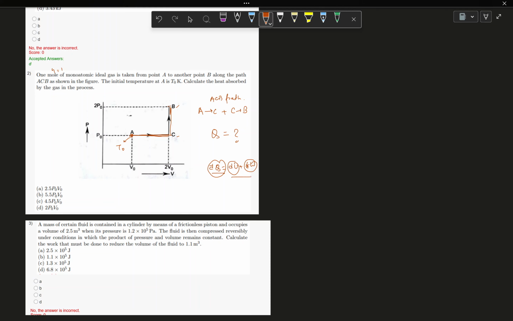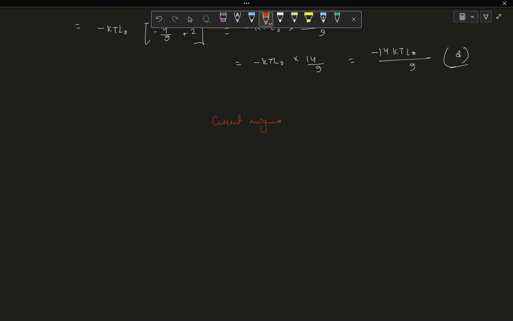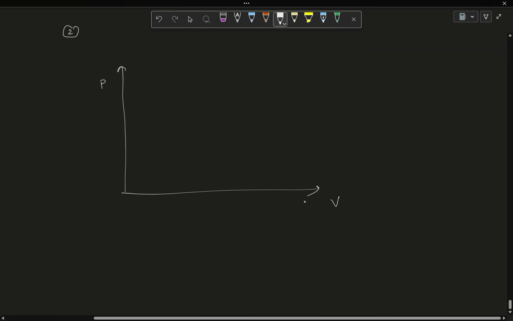So right now we are starting with the current week's assignment. So this is our current assignment 7, right? And we are discussing question number 2, which involves this PV diagram. So let me roughly draw it, so that may not be very accurate, but you will get the idea.